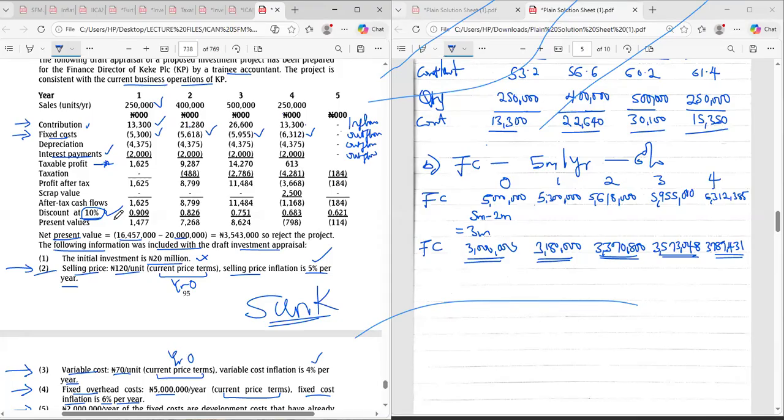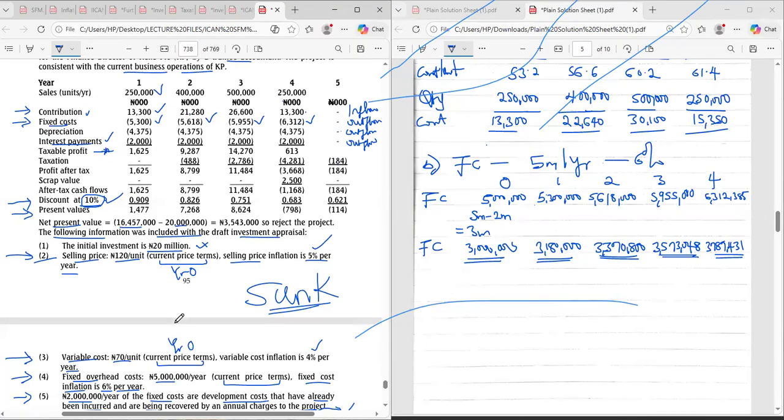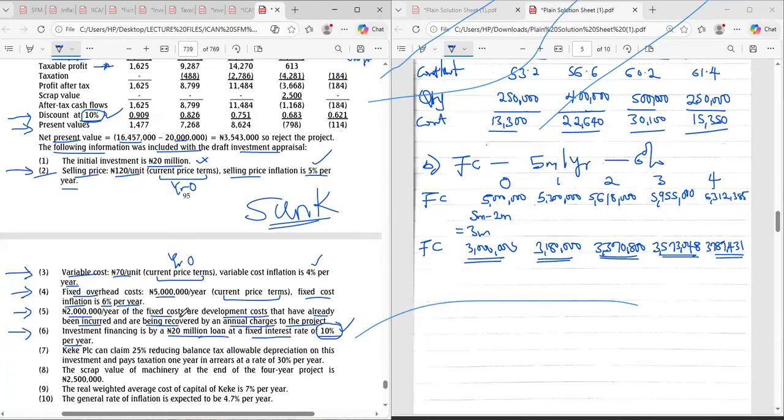Okay, so what's your mind? He's using it to get the present value. That's what the question is saying. That discount at 10% is your discount rate, which you are using to get your PV. So we need to know, is it wrong or is it right?